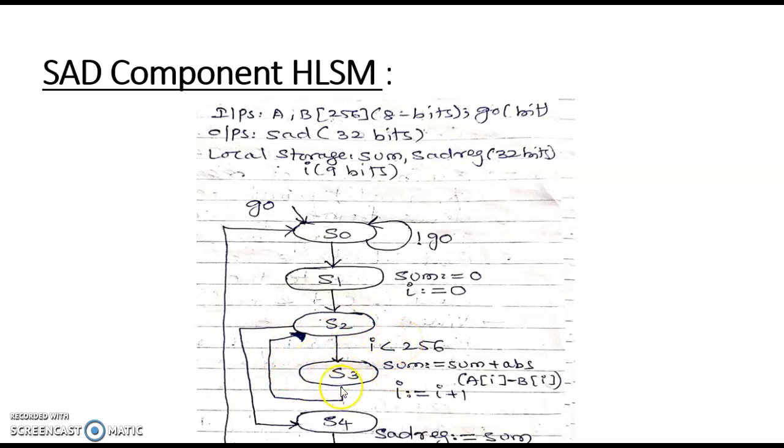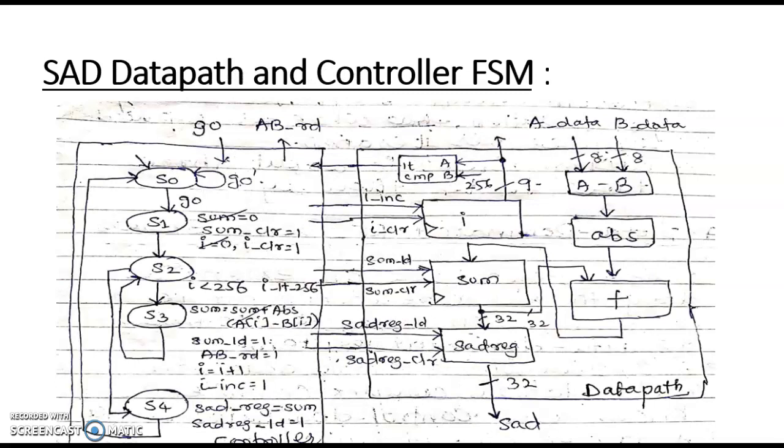Once the 256 operations are done, next is S4, which is the SAD register: SAD register equals sum. So when the summation has been done, the sum value, which is the final value, is stored in the SAD register. Depending on this SAD register, the next video comparison unit will decide whether to send the whole frame or only the difference. This is the high level state machine. Now here you can see this is a data path component.